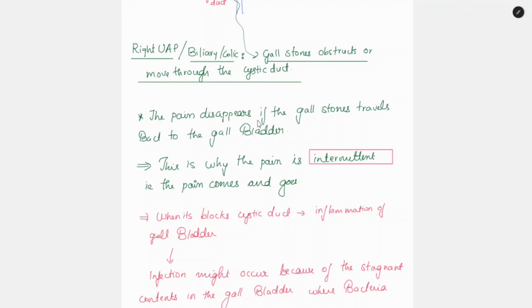But this pain disappears if the gallstone travels back to the gallbladder. This is why the pain is intermittent. It comes and it goes. So if the characteristic of the pain is intermittent, then you can think of the possibility of the gallstone going back from the cystic duct to the gallbladder. But once it blocks the cystic duct, the inflammation of the gallbladder starts. Infection might occur because of the stagnant contents in the gallbladder where bacteria will proliferate.